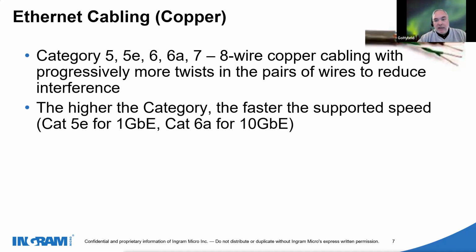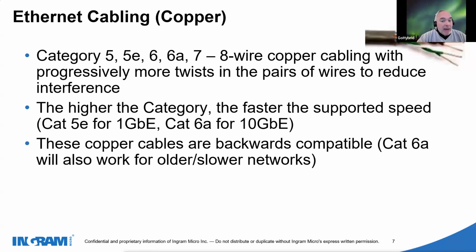So I can do gigabit Ethernet on Cat 5e. If I want to do 10 gig, I'm probably going to be safer with Cat 6a. The more twists in the cable, the less interference. The more interference you have, the slower speed you're going to be able to push through the cable. Now, these cables are backwards compatible. So for example, I could use Cat 6a to run a slower speed network, like a 1 gig Ethernet network.